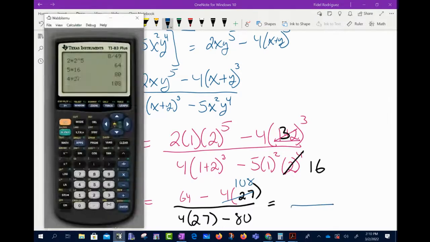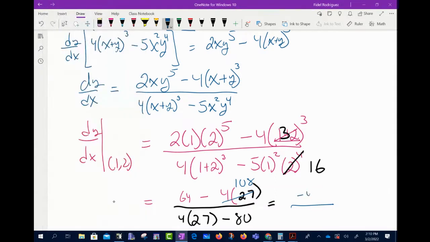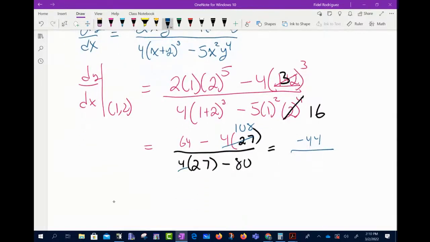So now upstairs I have a 64 minus 108. That's a negative 44. On the bottom, we already said this was 108 minus 80. That should give us a 28. And I bet you we can divide them both by 4. And that's going to give me a negative 11 over 7.